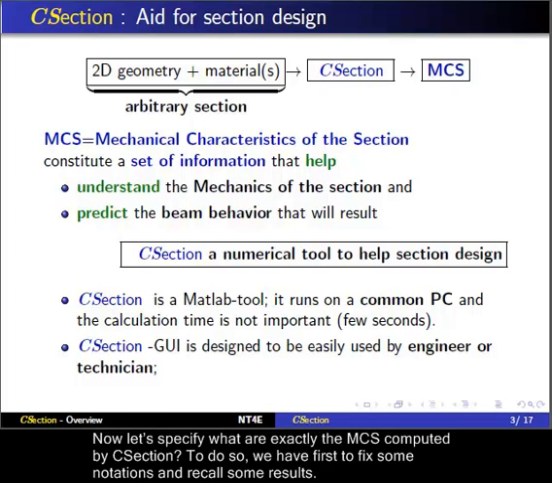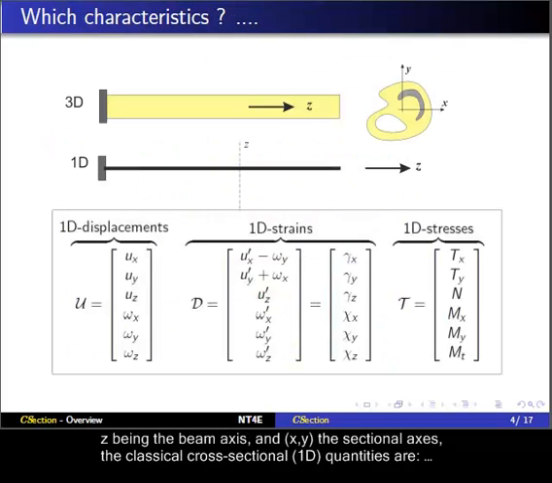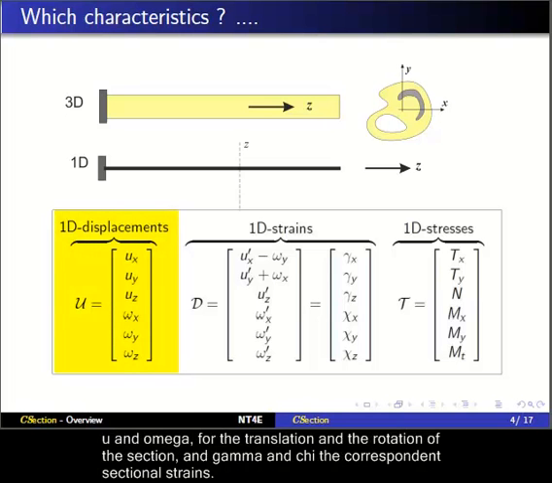Now, let's specify what are exactly the sectional characteristics computed by CSection. To do so, we have first to fix some notations and record some results. Z being the beam axis and X and Y the sectional axis. The classical cross-sectional 1D quantities are U and omega for the translation and the rotation of the section, and gamma and chi, the corresponding sectional strains.